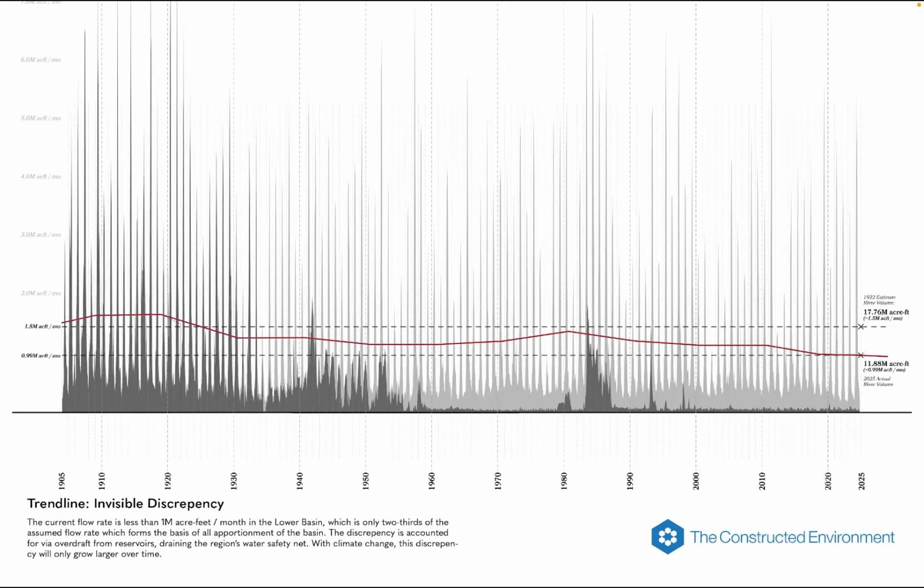The current flow rate is less than 1 million acre-feet a month in the lower basin, which is only 2/3 of the assumed flow rate which forms the basis of all apportionment of water. The discrepancy is accounted for now, via overdraft from reservoirs, draining the region's water safety net. With climate change, this discrepancy will only grow larger over time. It is clear that alternative frameworks must be considered in order to ensure the long-term survival of this region.